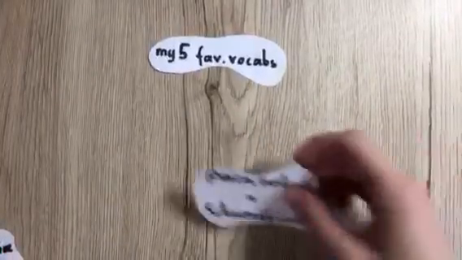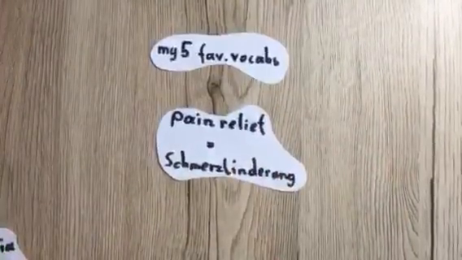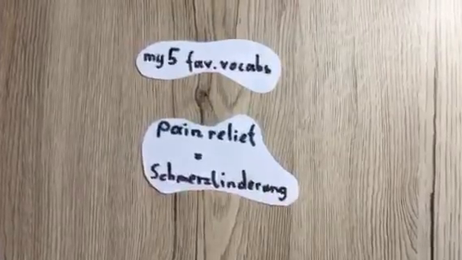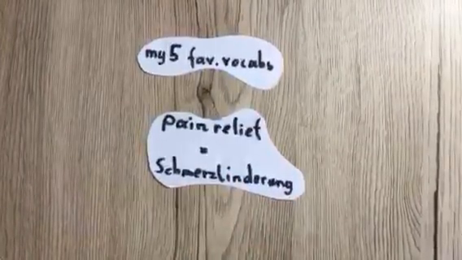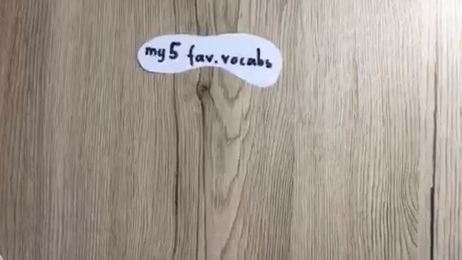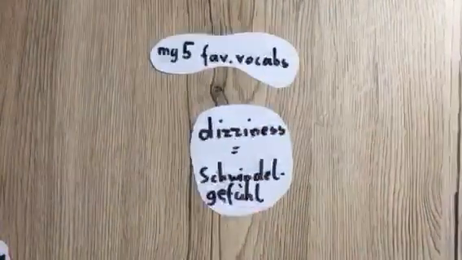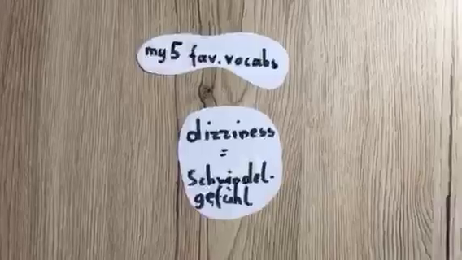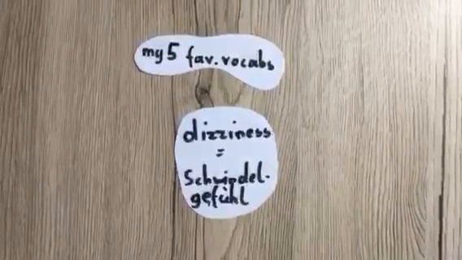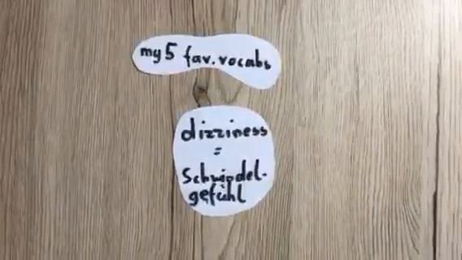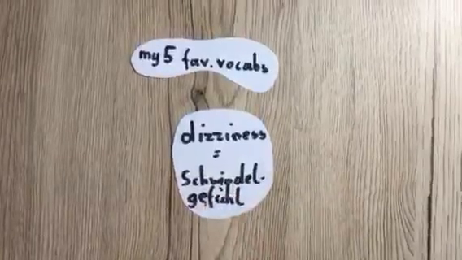The third one is pain relief. It's a method of reducing pain and it's called Schmerzlinderung in German. Coming up next is dizziness, which is a feeling that your sense of balance is not good and that you may fall down. In German it means Schwindelgefühl.